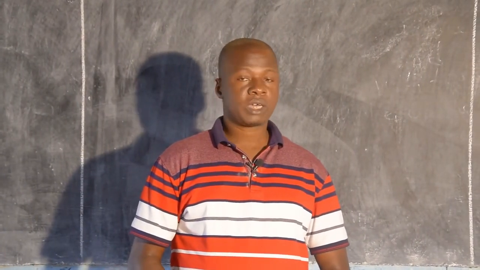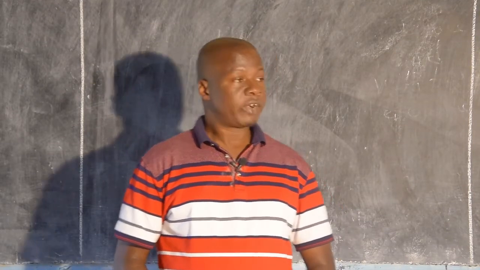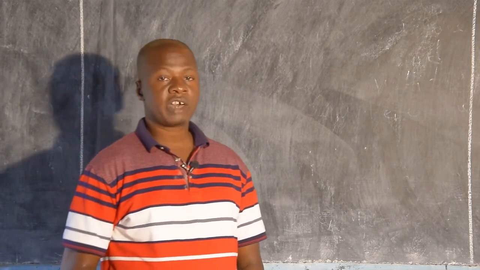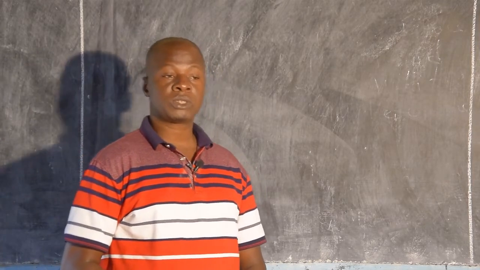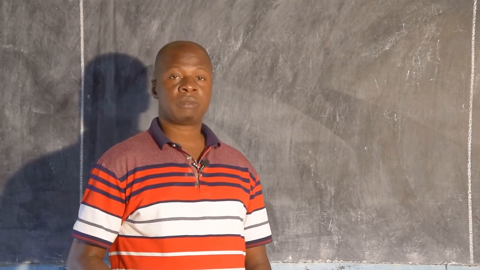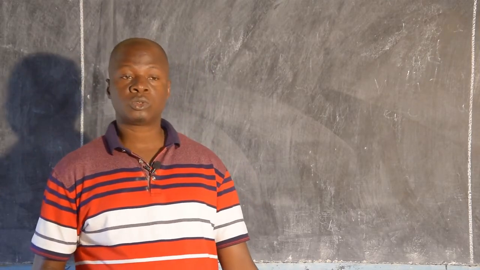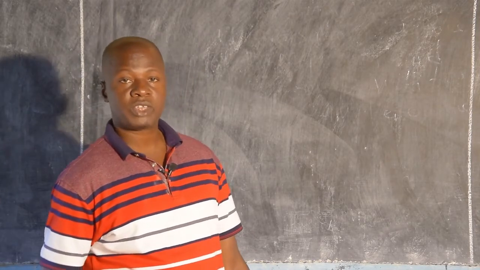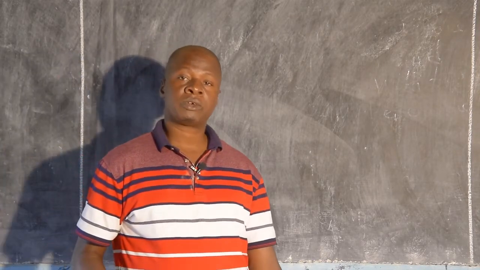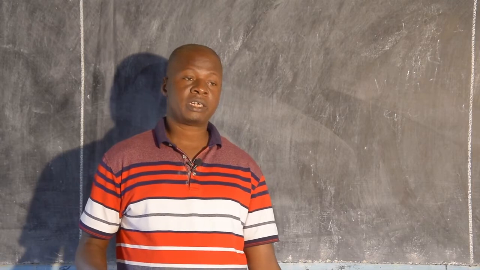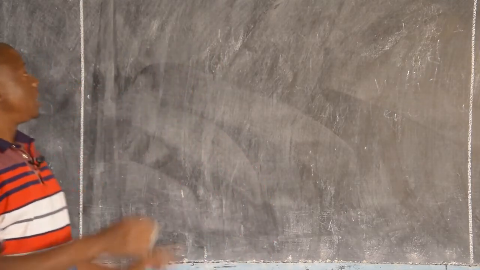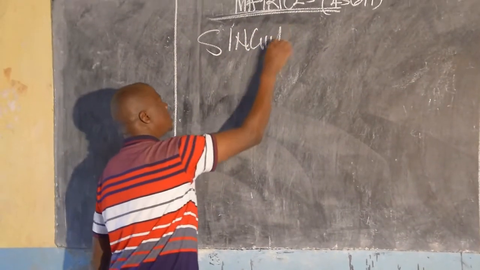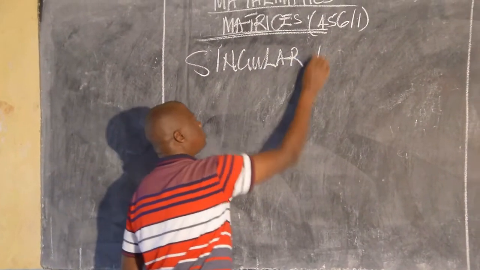Today we are going to look at matrix. I want us to continue from where we stopped. We had covered the determinant of a 2 by 2 matrix, whereby it is given by the product of the major diagonal minus the product of the minor diagonal. Today, I want us to look at singular matrix.